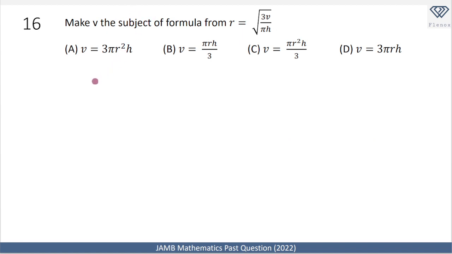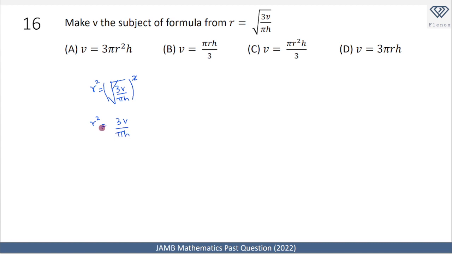Now, we've been given that R is equal to the square root of what? Of 3V over pi h. And we're trying to make V the subject of the formula. So the first thing we want to do is try to get rid of this square root. And the way we get rid of that is by finding the square of both sides. So if you find the square of both sides, this square cancels out this square root. And we have what? We have R squared is equal to 3V over pi h.